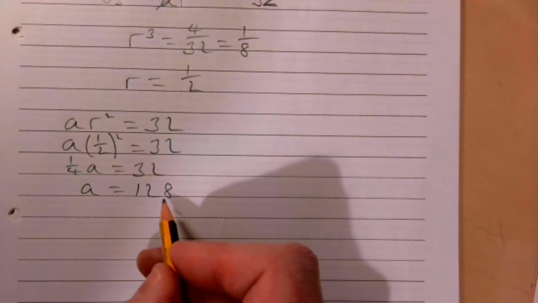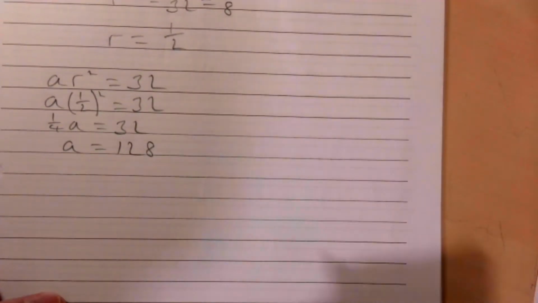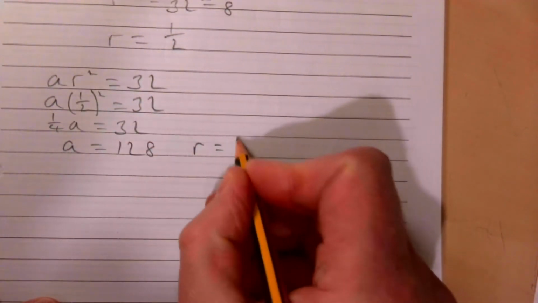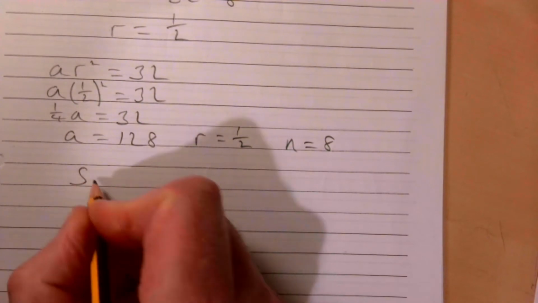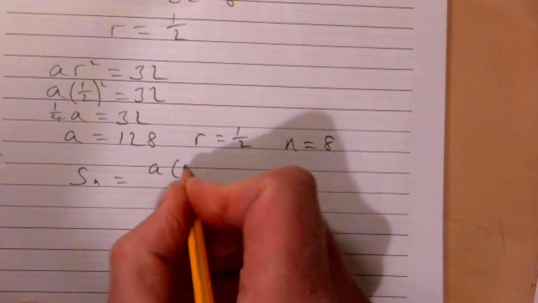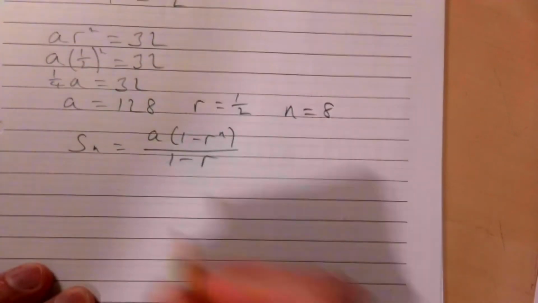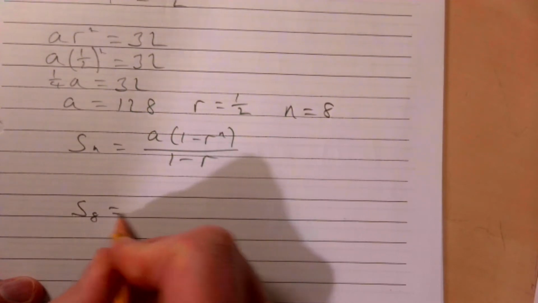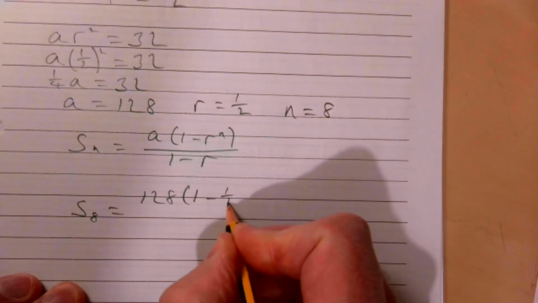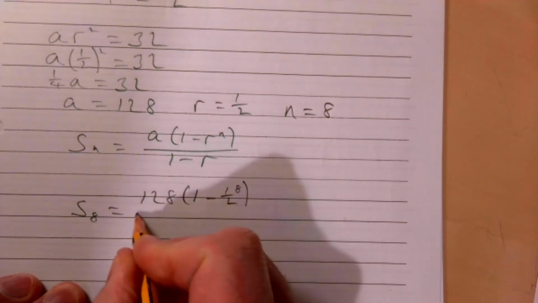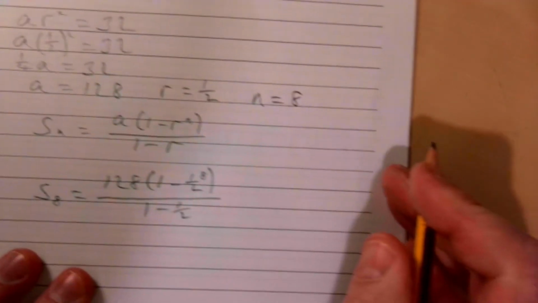These are powers of 2. You can probably spot that anyway. And it says then find the sum of the first 8 terms. So we know A is 128. We know R is a half, and N then is 8. So S of N is A upon 1 minus R to the N all over 1 minus R, and our S of 8 then is 128 upon 1 minus a half all to the power of 8 all over 1 minus a half.